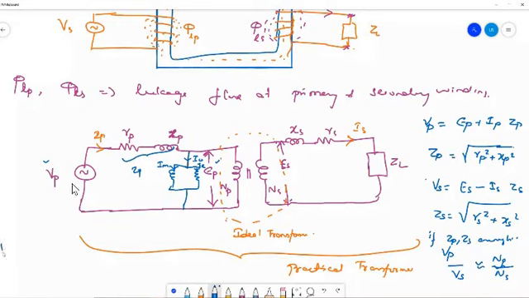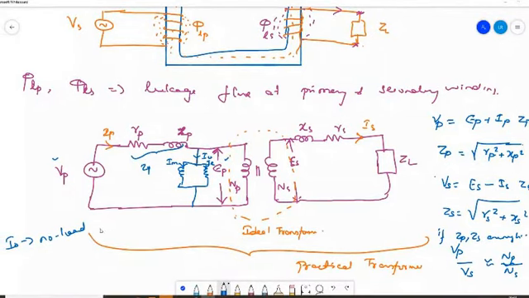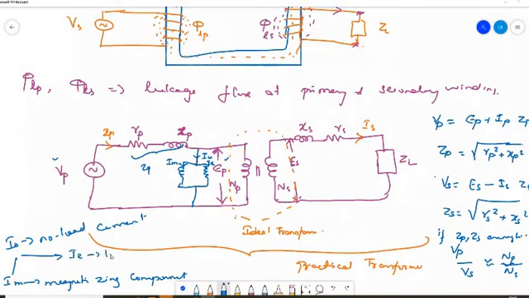So we have to write what this I naught is. This is nothing but the no load current, which has actually two components. IM is the magnetizing component, and IE is the loss component. So let us proceed further and try to obtain the EMF equation of the transformer.